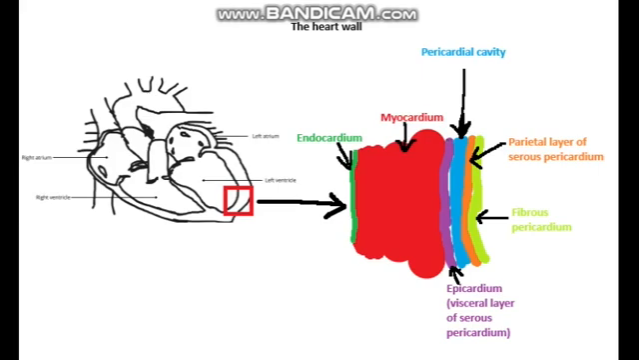Now, this part, epicardium, is actually a part of another structure which is called the pericardium. This structure, pericardium, is a sac that is composed of two parts, the fibrous part and the serous part. The serous part produces the pericardial fluid in the pericardial cavity, and it lubricates the surface of the heart, so it's very important. And the outermost part is the fibrous pericardium.